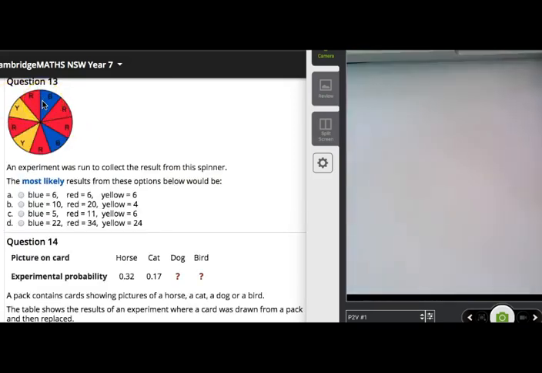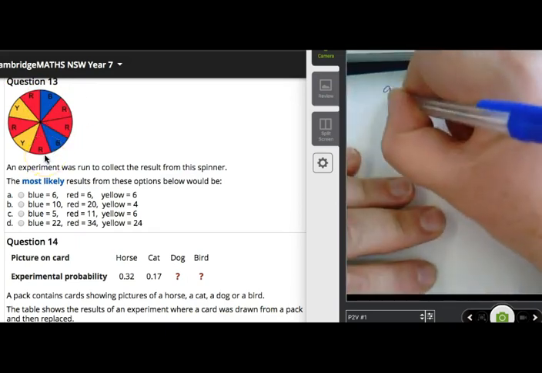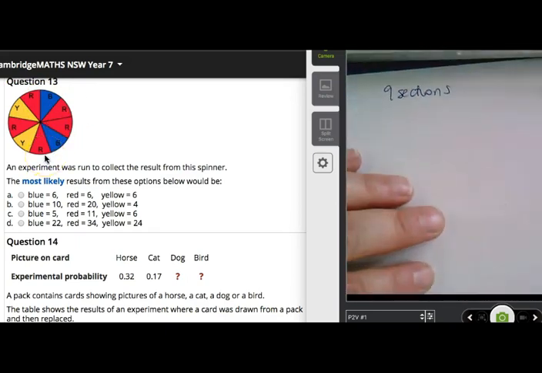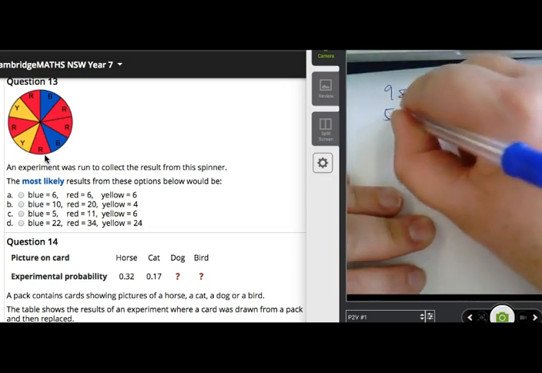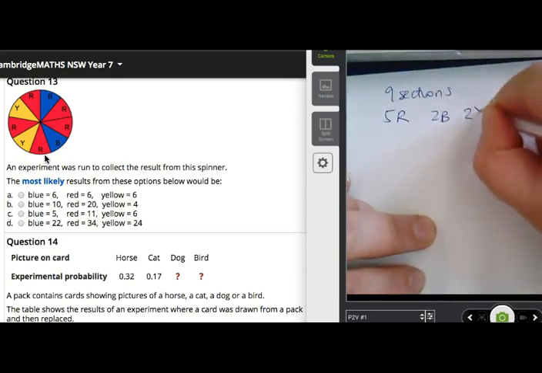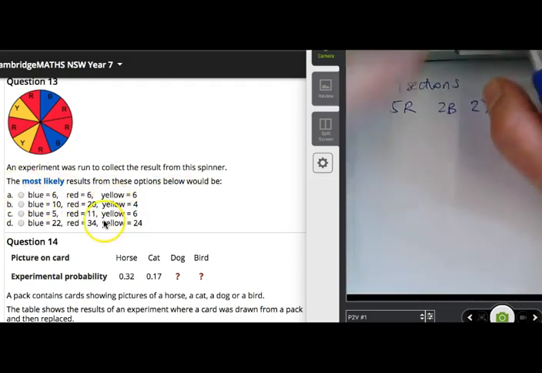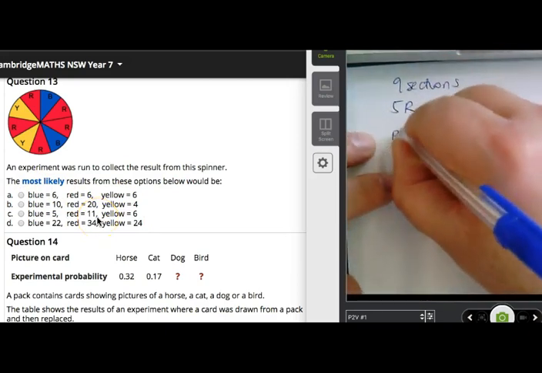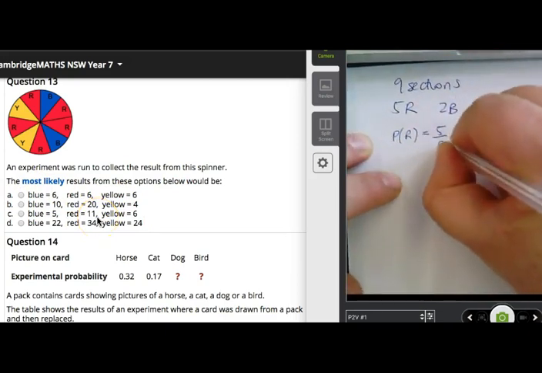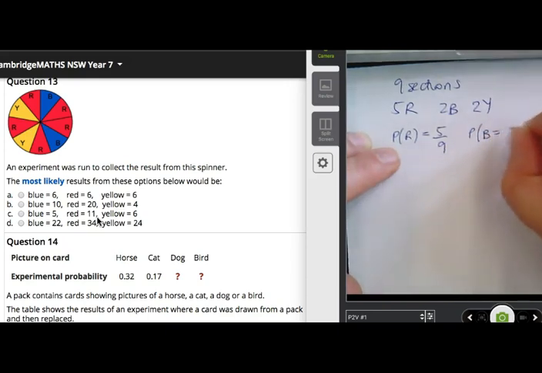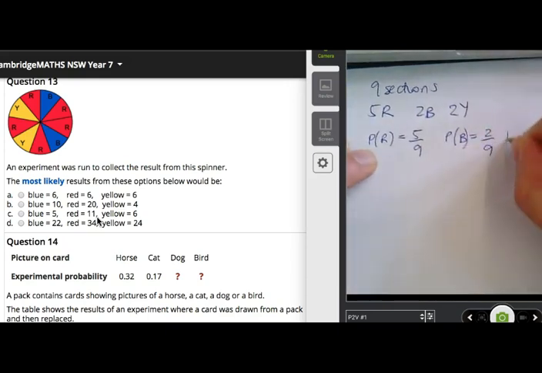The first thing you should do is count how many sections there are in the counter. Anyone? 9 sections. And let's just see how many of each color. We've got 5 red, 2 blue, and 2 yellow. So an experiment was run to collect the results from this spinner. I know when you look at these different options here that they add up to all different quantities. But let's just look at the probability of red. Isn't it 5 out of 9? The probability of blue, isn't it 2/9? And the probability of yellow, isn't it 2/9 as well?